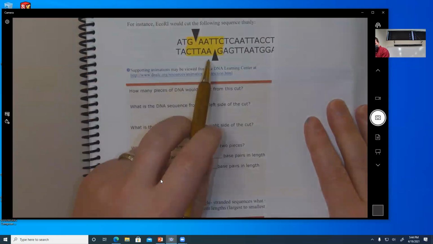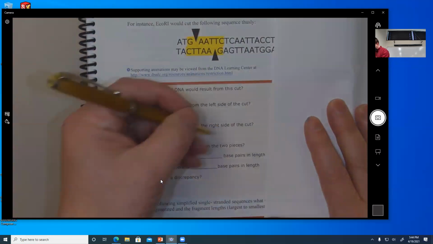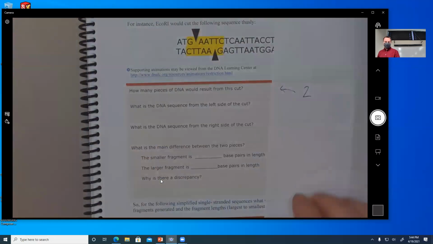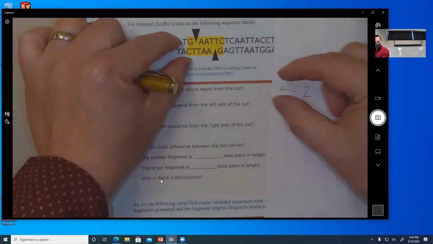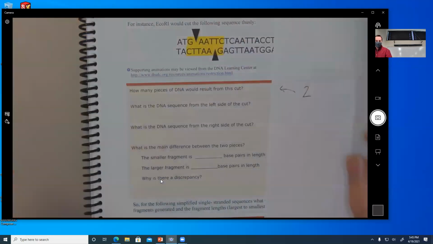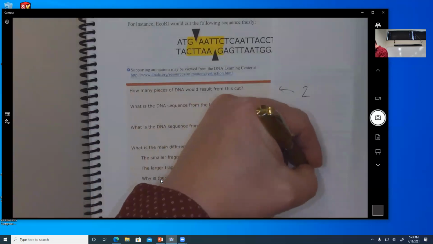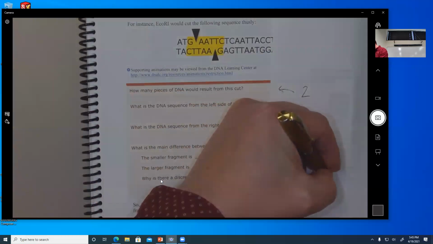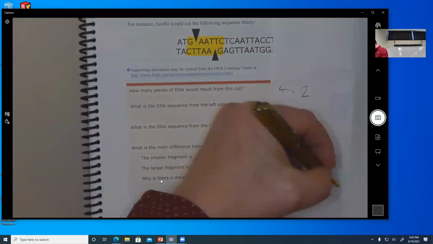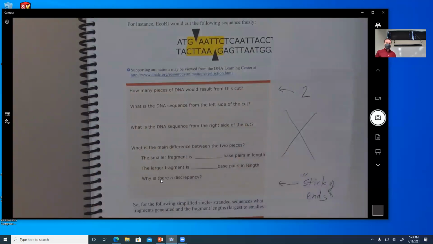How many pieces from this cut? If you go look at the animations here, I think they help a little bit. They're a little vague. There are two pieces, right? So what happens is you have this piece and you have this piece. And you have what we call sticky ends. The discrepancy here is referring to, and watch the animation there and see if this helps, there are what they call sticky ends resulting in the cut.